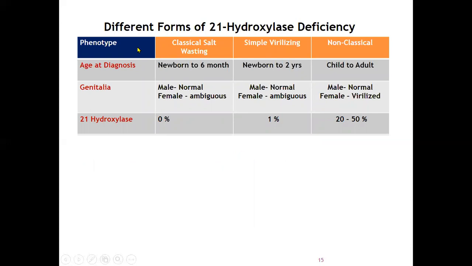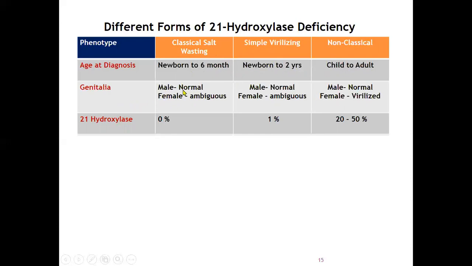Now we see the different forms of the deficiency. Phenotype, age at diagnosis, genitalia, 21 hydroxylase. If you look at the age of newborn to 6 months, this is classical salt wasting. The simple virilizing is newborn to 2 years. Non-classical is child to adult. These are the age brackets in which these tend to occur.